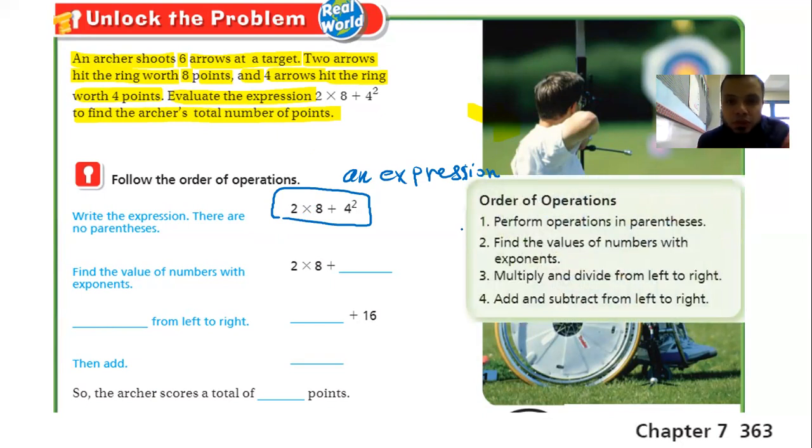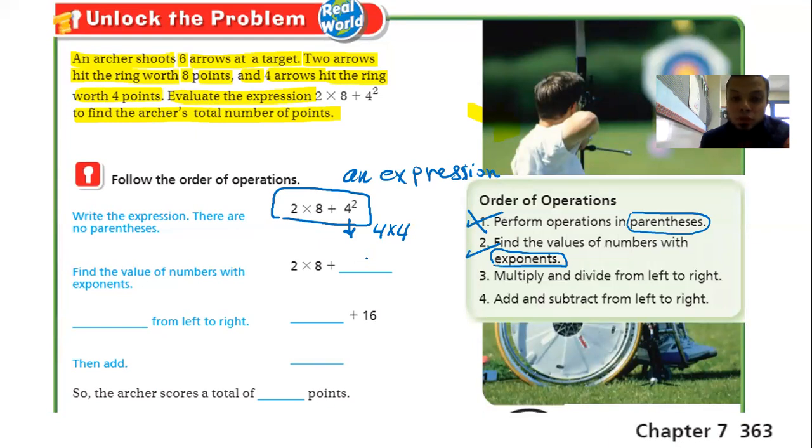What should I do first? Number 1, parentheses. Do you have parentheses? No, I don't have, so I will not use it. Number 2, exponents. Do you have exponent to solve it? Yeah, of course. I have here 4 power 2. What is the meaning of 4 power 2? Excellent. 4 times 4.